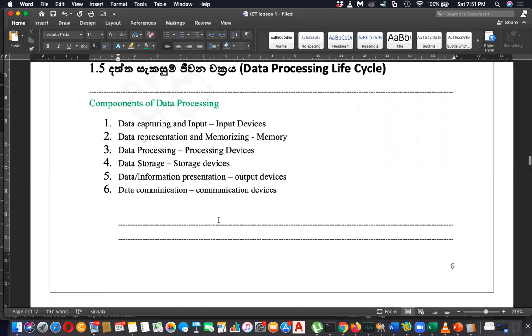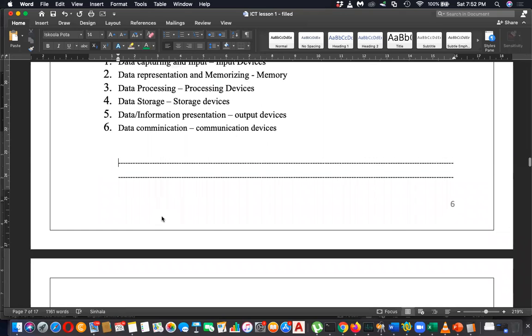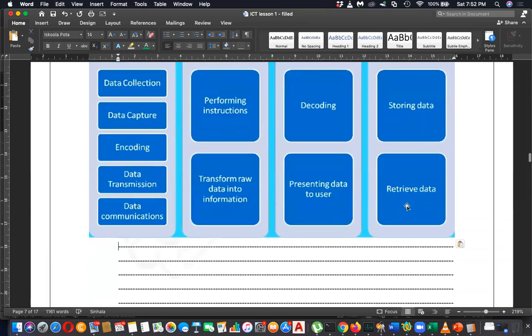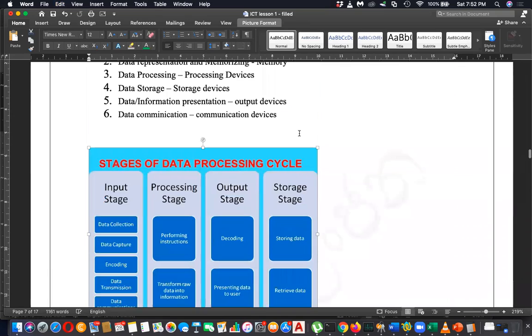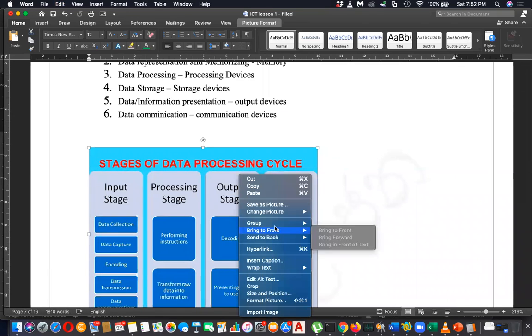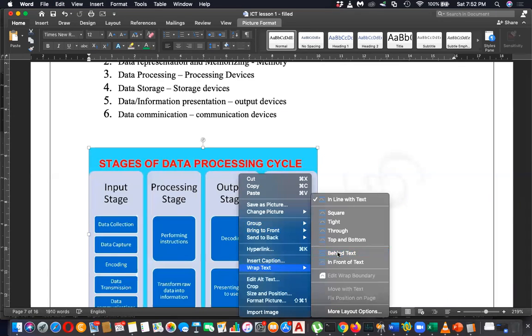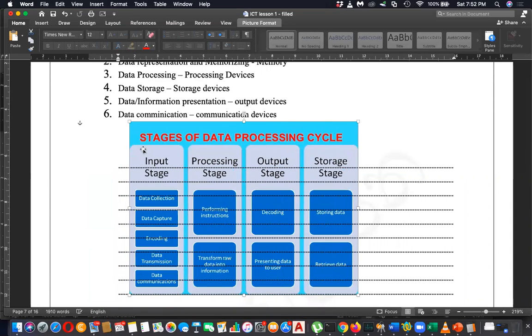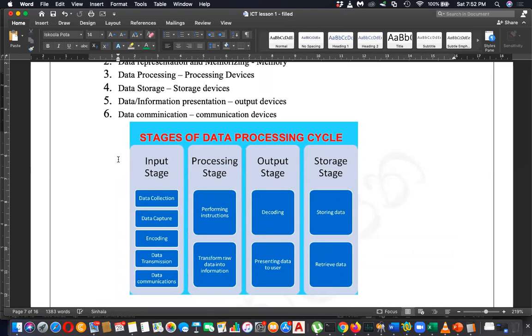Yes, sir. Okay. So when it comes to the data processing life cycle, I would like to include this image. These are the basic stages. This is actually a breakdown of certain things, and we basically recognize these steps.